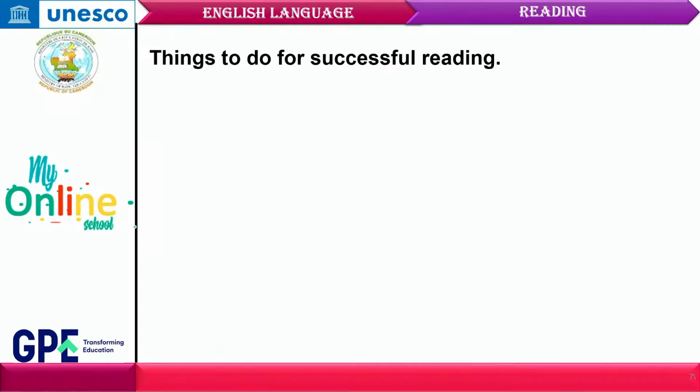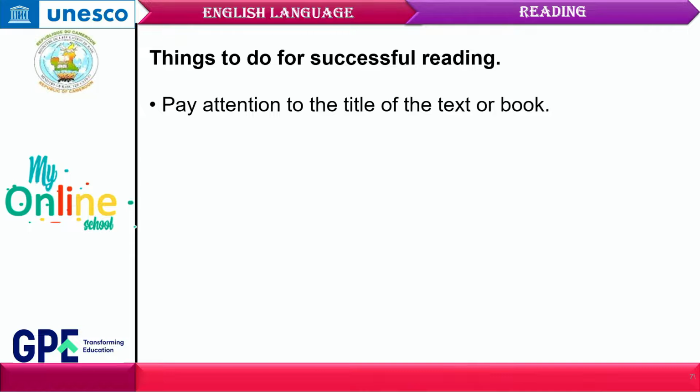So, what are the things to do for a successful reading? What are the things you should note? Pay attention to the title of the text or the book. When you want to read something, you must know the heading of what you are reading. What are you reading about? Is it about an adventurous story? Is it about some science fiction? Is it about some humanities? Or what are you reading about? You must know the title of what you are reading.